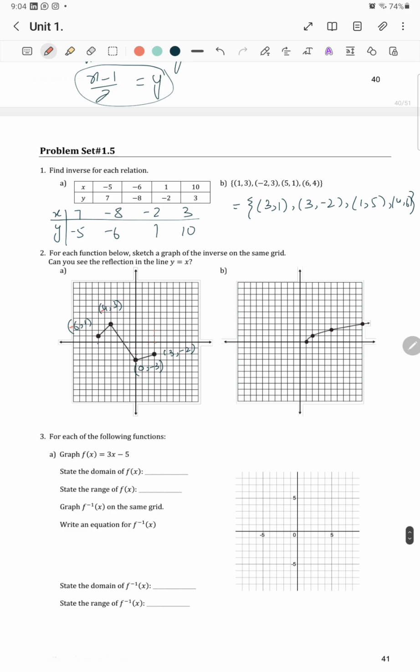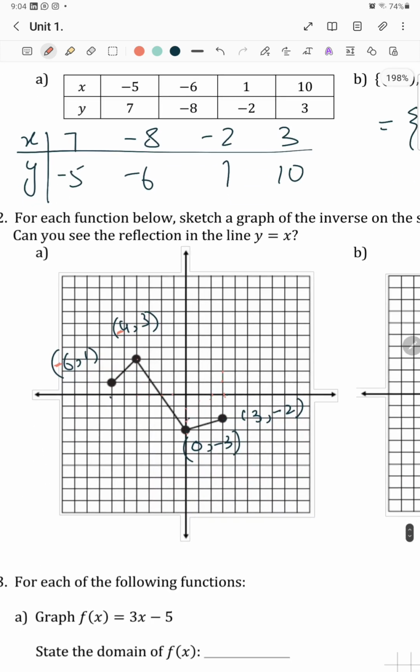I'm going to plot it again. Okay. (-2, 3), (1, 2), (-2, 3), (-3, 0), (3, -4), (1, -6).